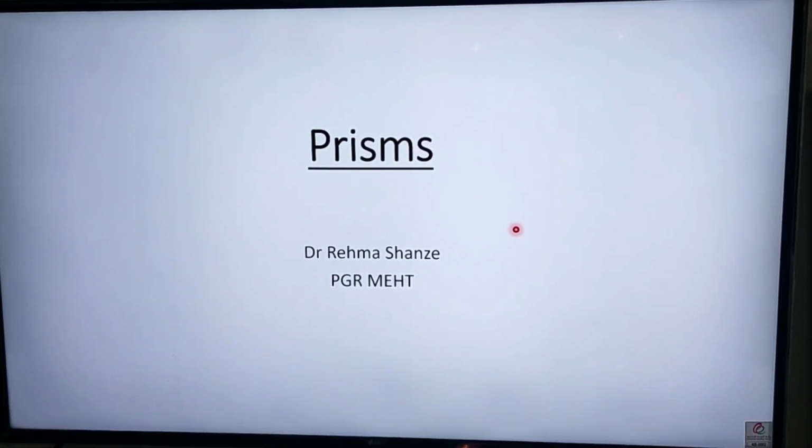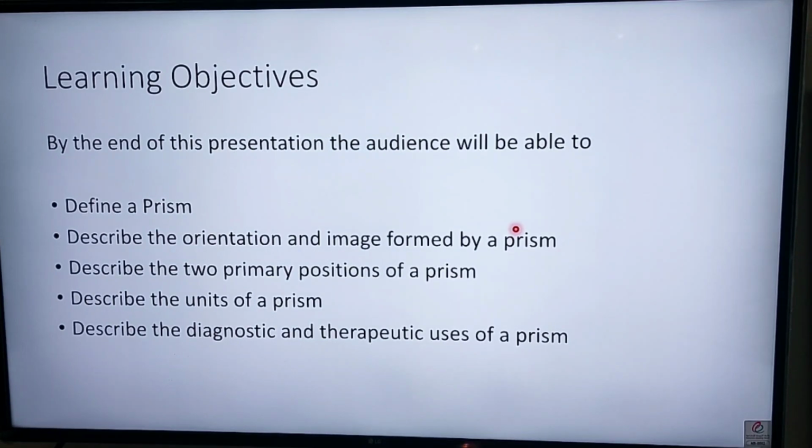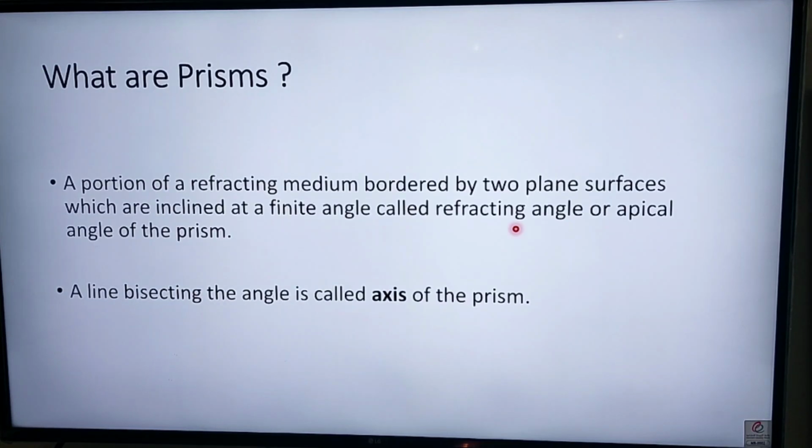In this topic, we will be covering the definition of a prism, the image formed by a prism, the orientation of a prism, the units of a prism, the primary position of a prism, and the uses of a prism. So let's start with the definition. So what is a prism?